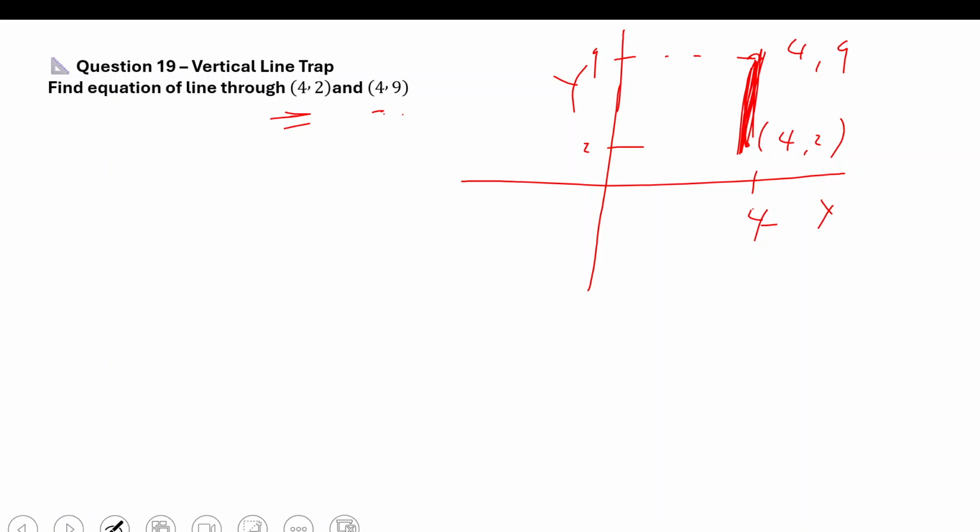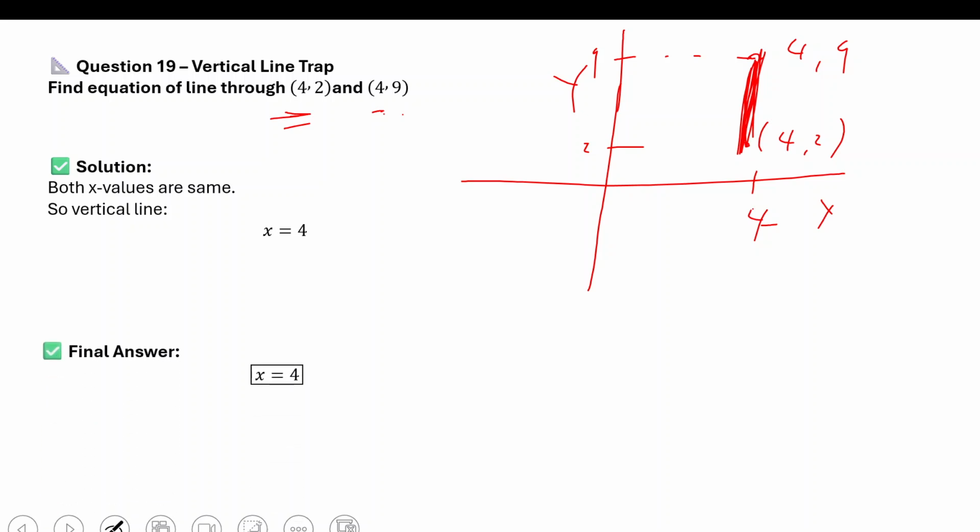So this equation is very, very dicey, because there's no slope. So both x values are the same. So it's a vertical line. So x is equal to 4. That's the equation of that line. There's no y and there's no c. x is equal to 4, right? Because the line is only on 4.